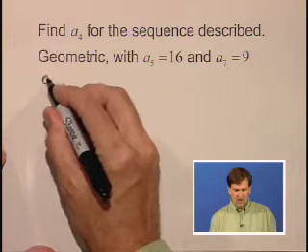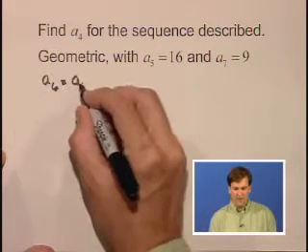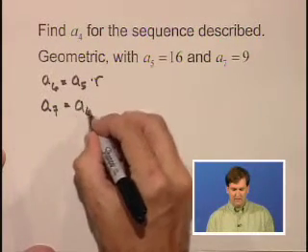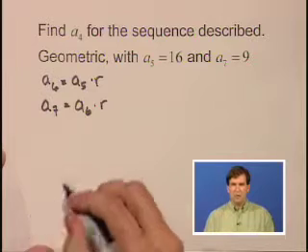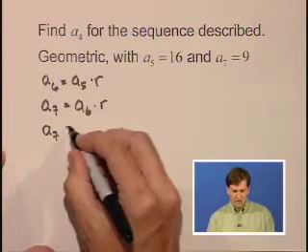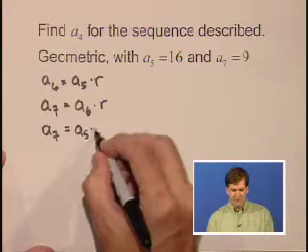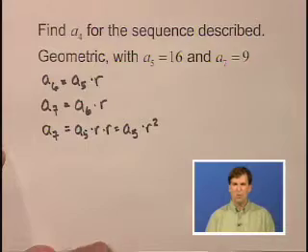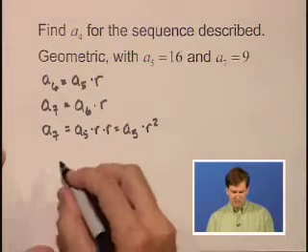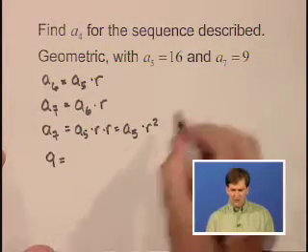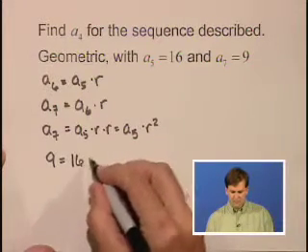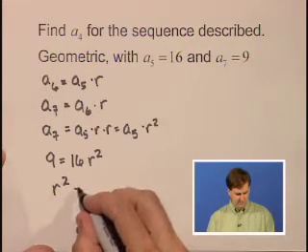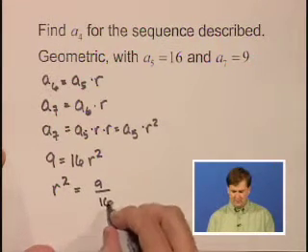a6 is a5 times r, and a7 is a6 times r, which means that a7 is a5 times r squared. We know a7 is given as 9, a sub 5 is given as 16, so r squared is equal to 9 divided by 16.